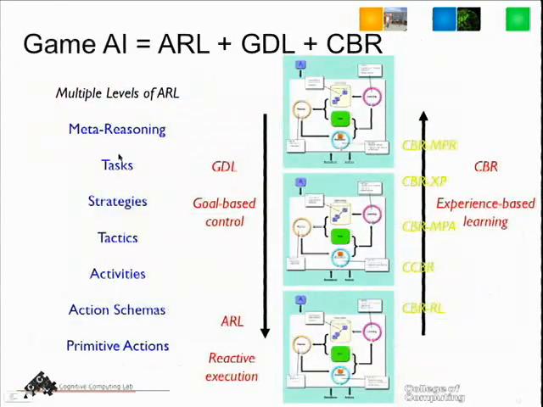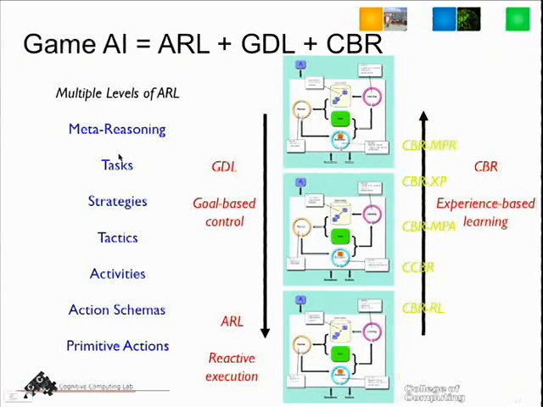Okay, so let me get back to this vision of the architecture. We have these multiple levels of reasoning. Roughly speaking, goal-driven learning comes in as each layer directs the layer below it towards certain learning objectives. So the meta reasoner tells the strategic layer what to learn. The strategic layer is telling the tactical layer what to learn, and so forth. And that helps guide the learning process.